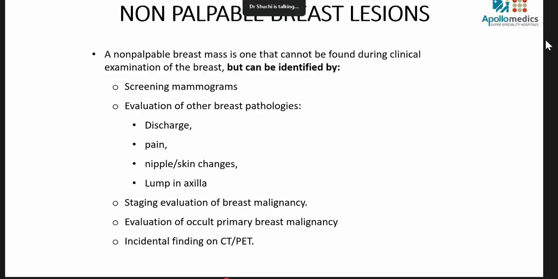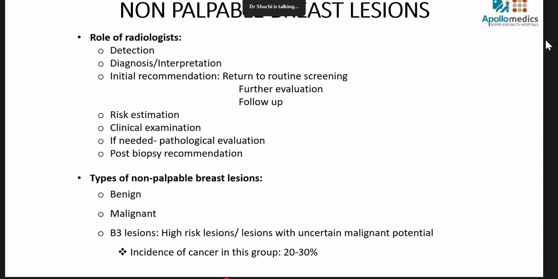Then the fifth thing you get for patients who come to you is a non-palpable breast lesion. Nothing was palpable, but it was found during a screening mammogram or some other pathology, or the patient was being evaluated for some malignancy, evaluation of focal primary breast malignancy, or as an incidental finding on CT or PET. Then what to do for these lesions? First of all, what is our job in this? For a non-palpable breast lesion, first of all, detect it. If you can diagnose it on ultrasound or mammogram, very good, interpret it.